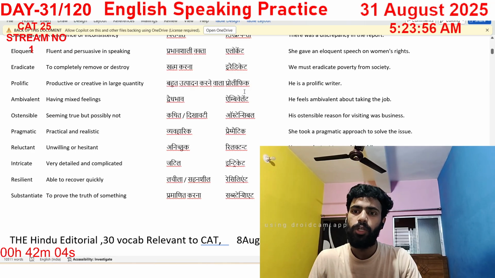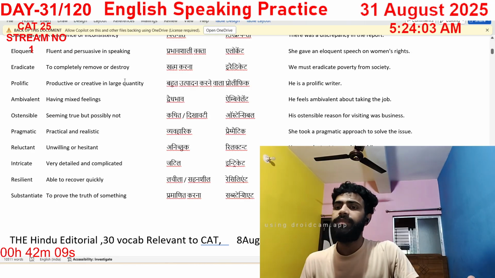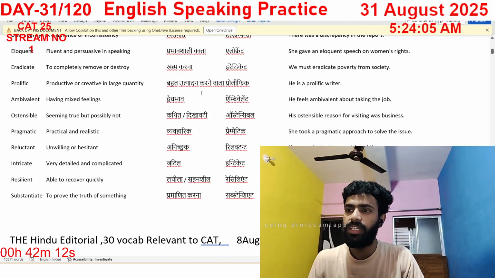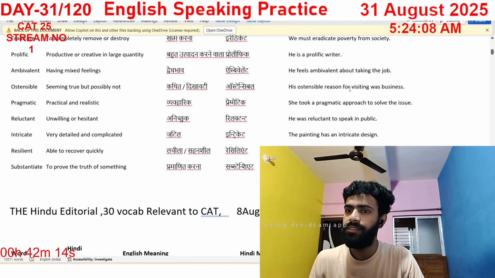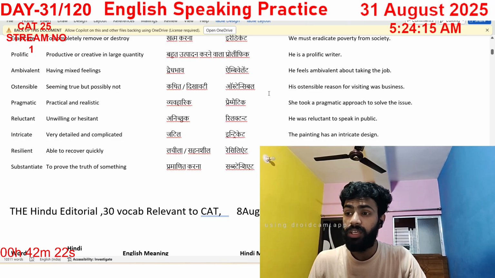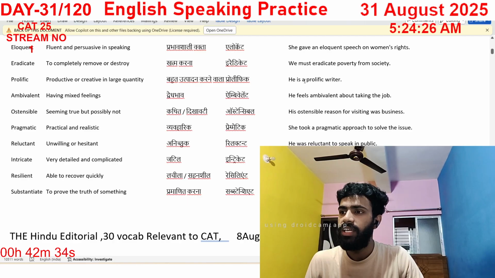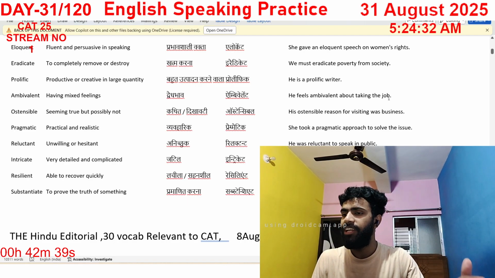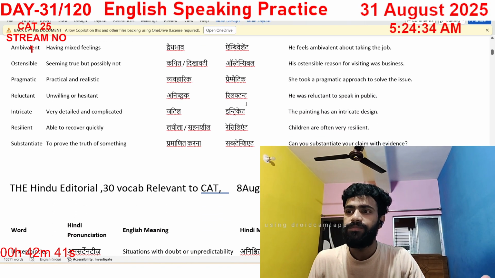Then prolific. Prolific means productive or creative in large quantity, बहुत उत्पादन करने वाला. He is a prolific writer. Then ambivalent. Ambivalent means having mixed feelings. Vedbhav. He feels ambivalent about taking the job.